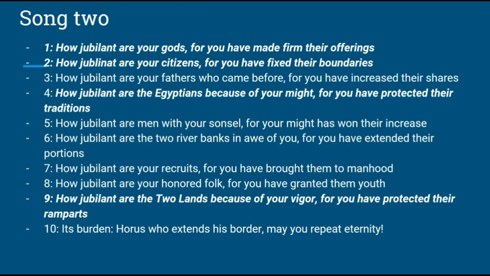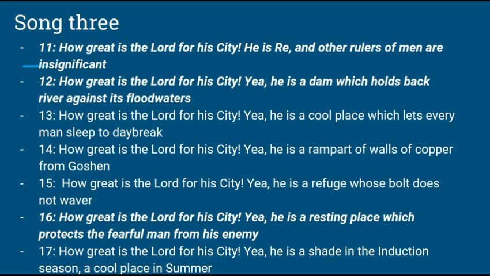Down to line 4, how jubilant are the Egyptians because of your might, for you have protected their traditions. Line 9, how jubilant are the two lands because of your vigor, for you have protected them, their ramparts. So it felt like a repetition from Song 1, but the people just loved it. And they were praising him for the things they found great within him.